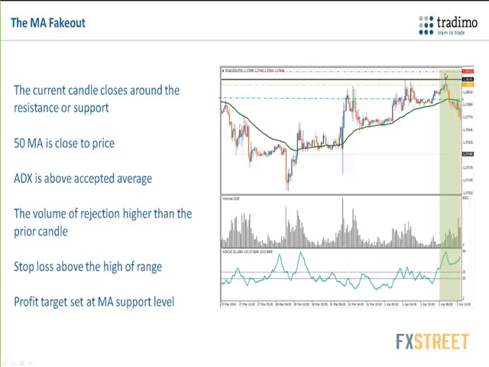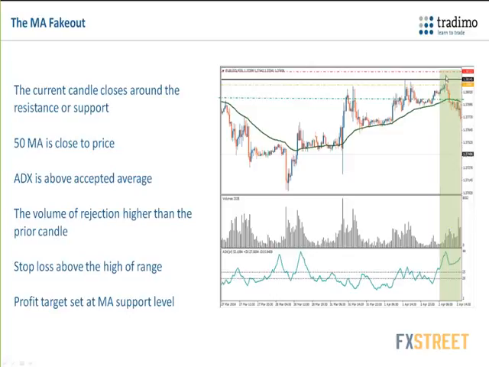We look for some sort of rejection from the level. We can see we have a nice shooting star here, doji, and we look for volume. Volume is a big, big confirmer. Volume should always be higher than the prior candle when we break out or when we have a false breakout. In this example, you can see the volume, I think it's this one here, guys. Is it higher than the prior two candles? Yes, it is. It's a lot higher than the prior two candles.